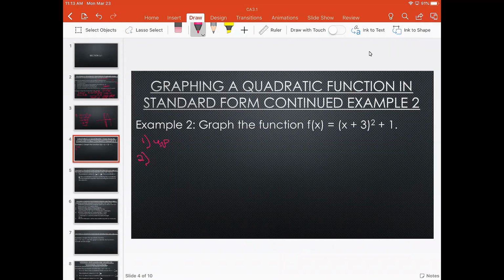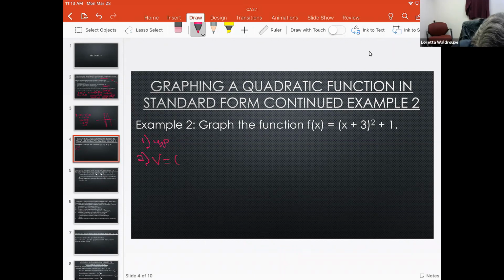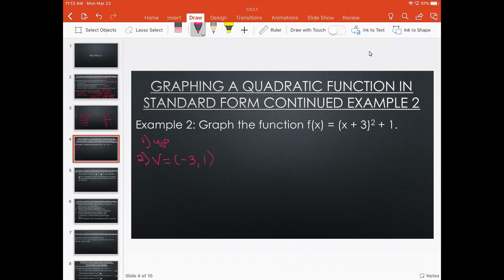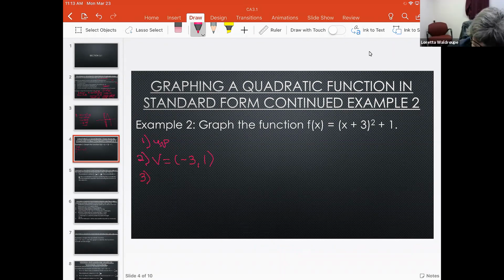It's the 3, isn't it? What else? And the 1? Okay, but remember the one in the parentheses, it's the opposite. So it's negative 3, 1. Okay. Be careful with that. Third step is finding your x-intercepts, right? Yep.